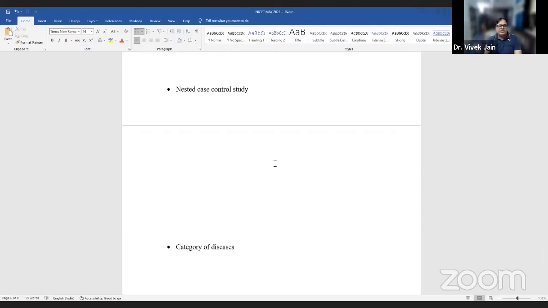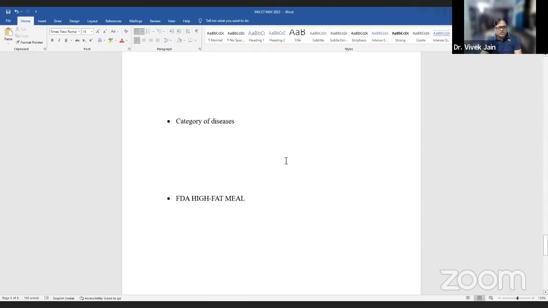You can calculate definitely RR, AR in a nested case control study. You take history, blood sample, store it, and go forward. When a new rare disease develops, then you come back to the time when you started the study, and then you compare the cases and controls. So it is a forward and backward cohort and case control combination, mainly a type of cohort study, right?